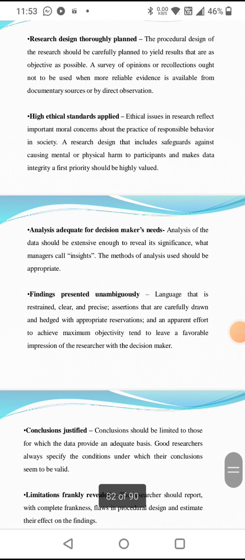Next is analysis adequate for decision makers' needs. Analysis of the data should be extensive enough to reveal its significance, what managers call insights. The methods of analysis used should be appropriate. Findings are presented unambiguously. Language that is restrained, clear, and precise, assertions that are carefully drawn and hedged with appropriate reservations, and an apparent effort to achieve maximum objectivity tend to leave a favorable impression of the researcher with the decision maker.